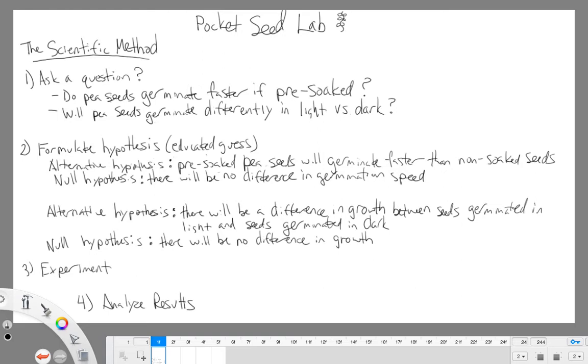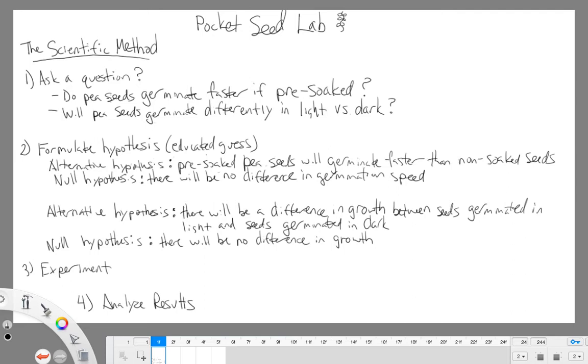But it's important that you also formulate your null hypothesis, which is the hypothesis if there is no effect. And that's exactly what we have spelled out there, right? Our null hypothesis is that there will be no difference in germination speed. Why that null hypothesis is so important is when we are analyzing results, which we're going to get to in a second, we are actually analyzing those results based on that null hypothesis, right?